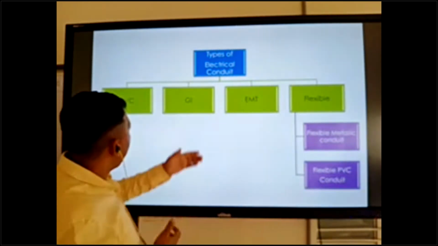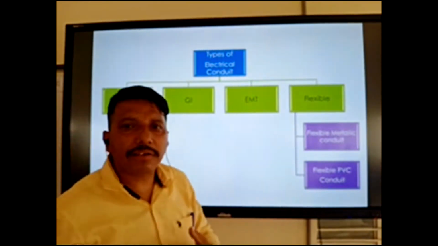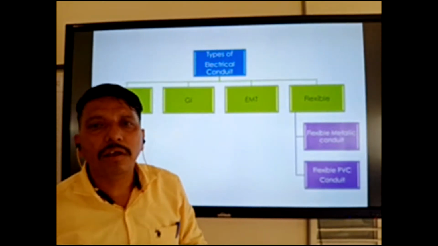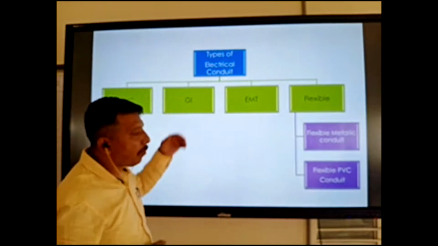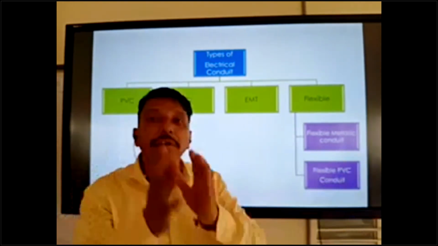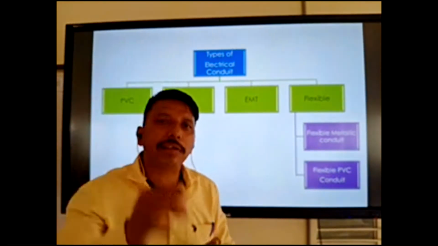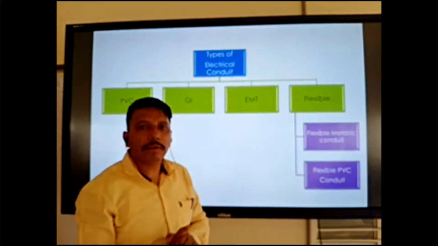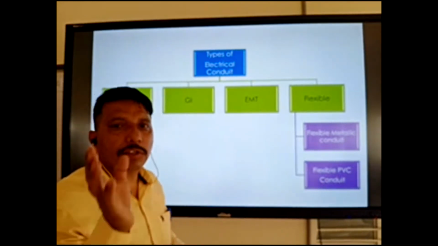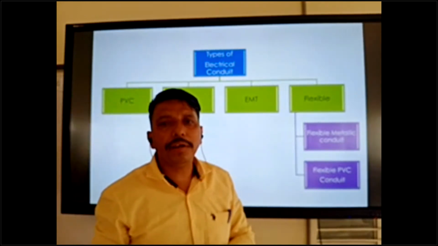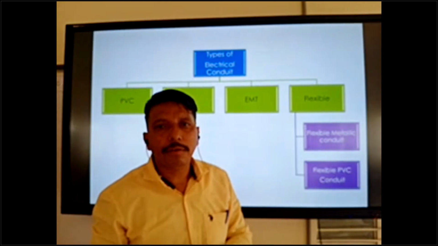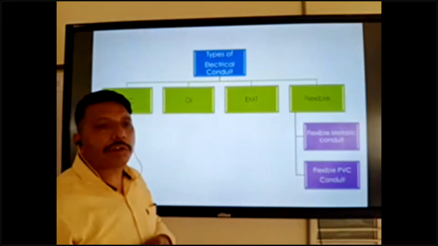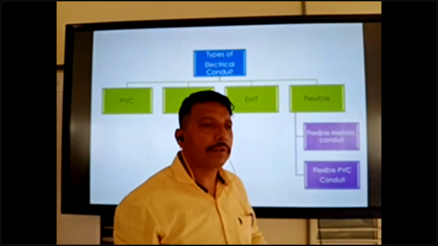Okay. And GI, galvanized iron. The full form is galvanized iron type conduit. This type of conduit we can use in an open area, on the surface, not inside the slab, not inside the wall. It is not allowed to work inside the slab. Okay, so this is open area. GI conduit we can use in open area.